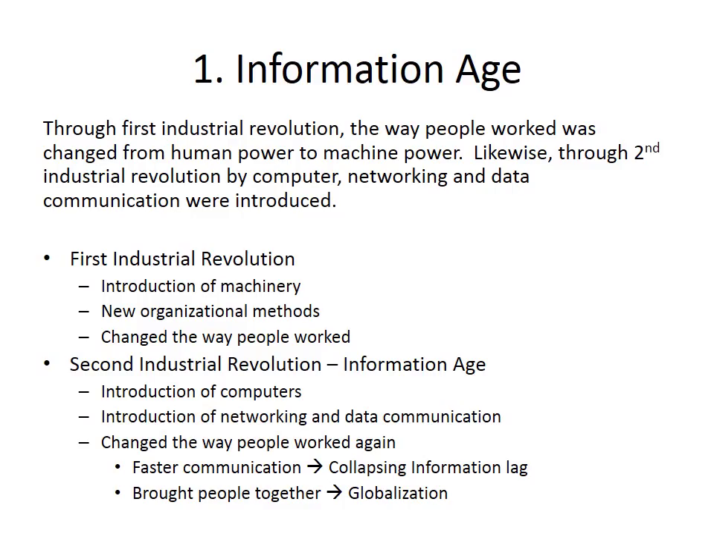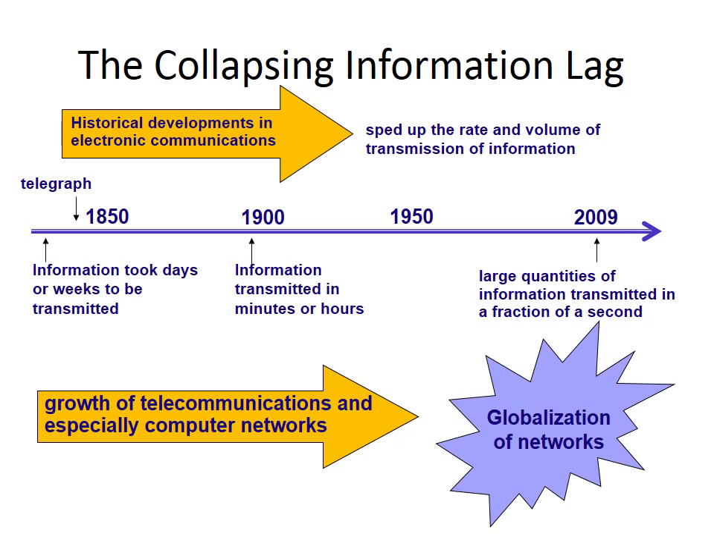People called it the Industrial Revolution when machine power was invented because it changed a lot the way people worked and lived. Likewise, through the Second Industrial Revolution by computer and data communication networking, the way people work and live has been changed dramatically once more. Even less than 200 years ago, information took days or weeks to be transmitted. In 2009, large quantities of information were transmitted in a fraction of a second.